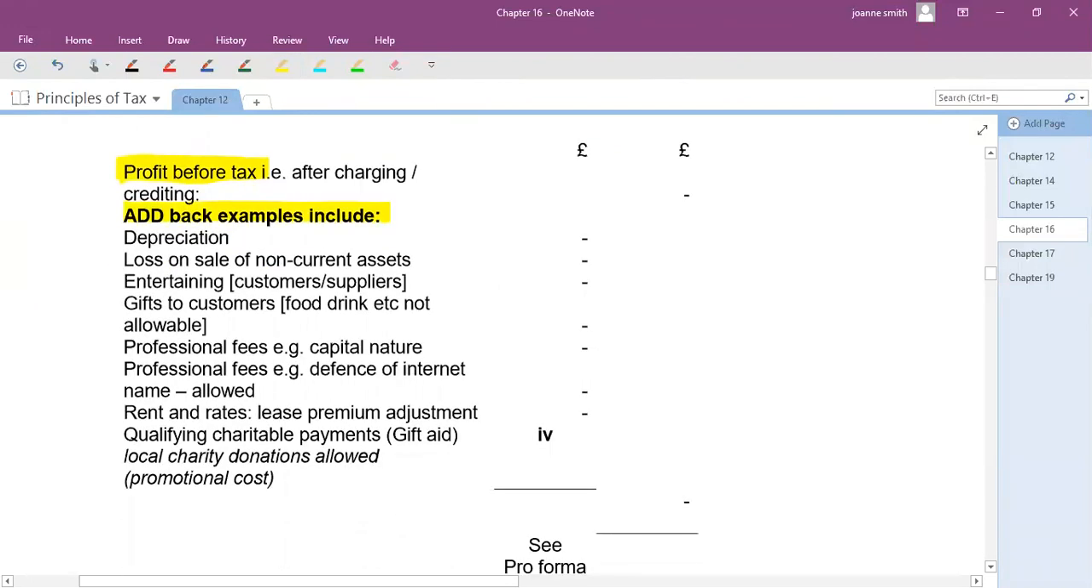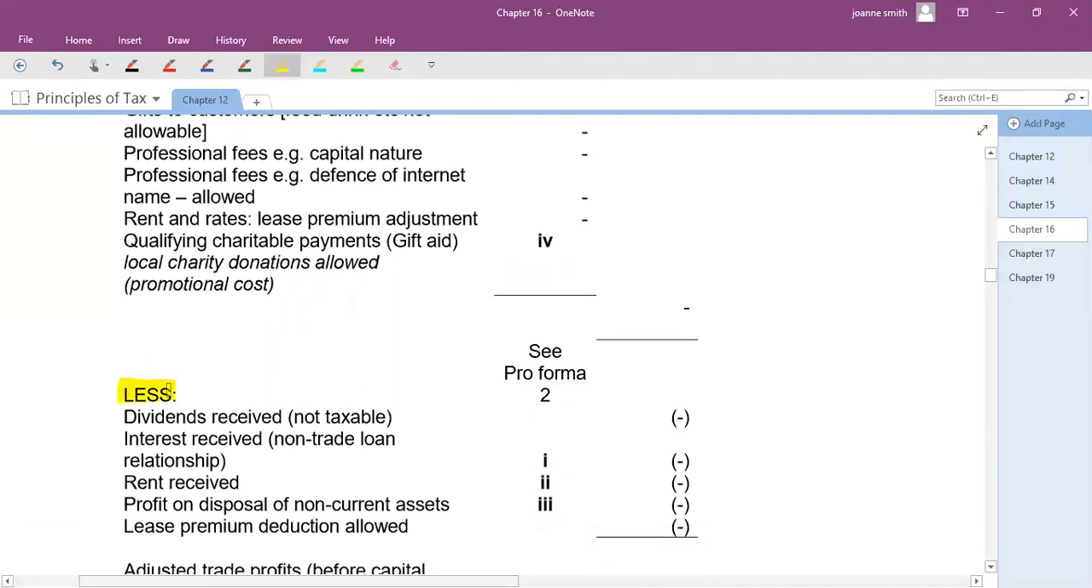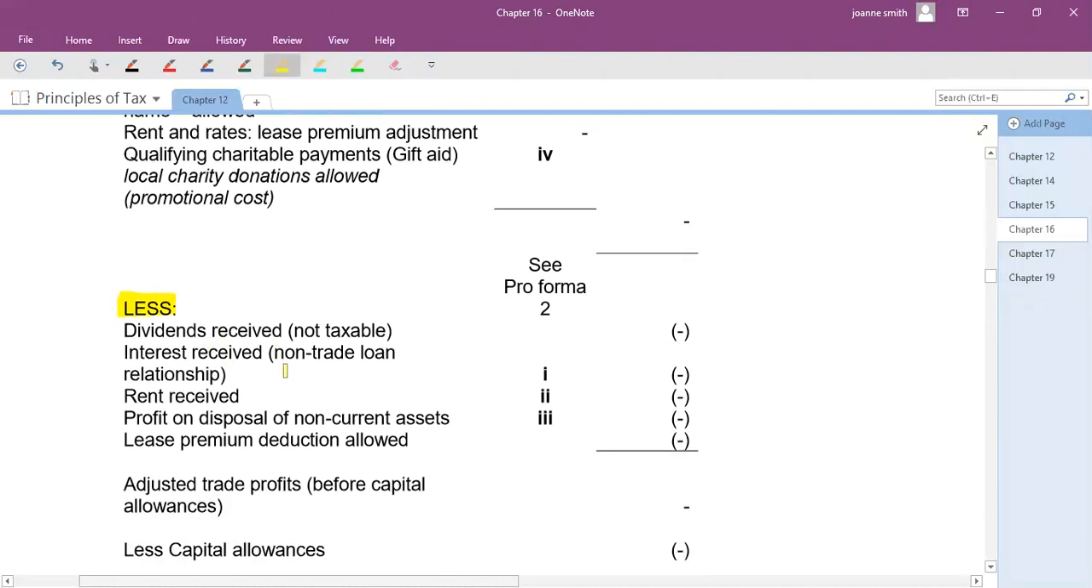you might add back. So we've seen most of these before: depreciation, losses on an asset, entertaining anybody other than staff, gifts to customers, generally professional fees that are non-trade, like capital fees, rent and rates with premium adjustments, charitable donations other than the local charities. And then we would deduct anything that is basically non-trade. So all of these things here are non-trade: dividends, interest, rent, and possibly your profits on the sales of an asset, because that's replaced by your capital allowances.